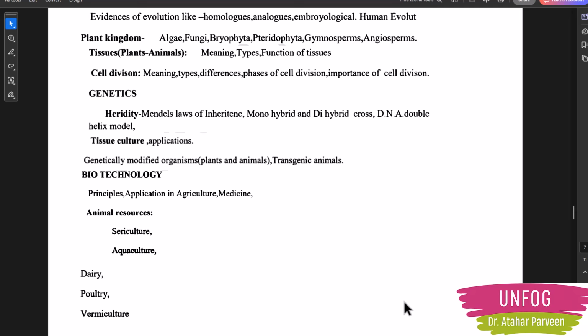Then we have biotechnology. Biotechnology is basically the study related to how you alter the DNA of the cell. Like if you want certain characteristics, like you want these features to be in your organisms, how will you alter that DNA? How will you change that DNA? That study is biotechnology. And then how do you use animal resources also? We'll talk about sericulture, aquaculture, dairy, poultry, vermiculture.